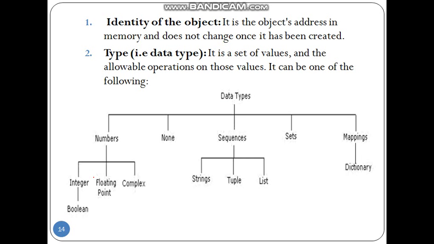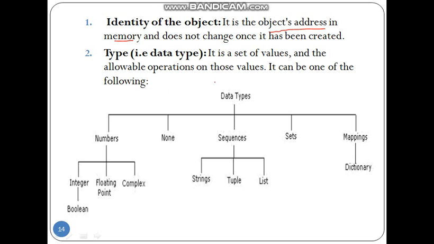So let's see the identity. Identity of an object means the object's address in memory. That I already said. It's the address of the object in memory. And once it is set, we can't change that. Okay, memory address, the operating system is always allotting the memory. That memory address is the identity.